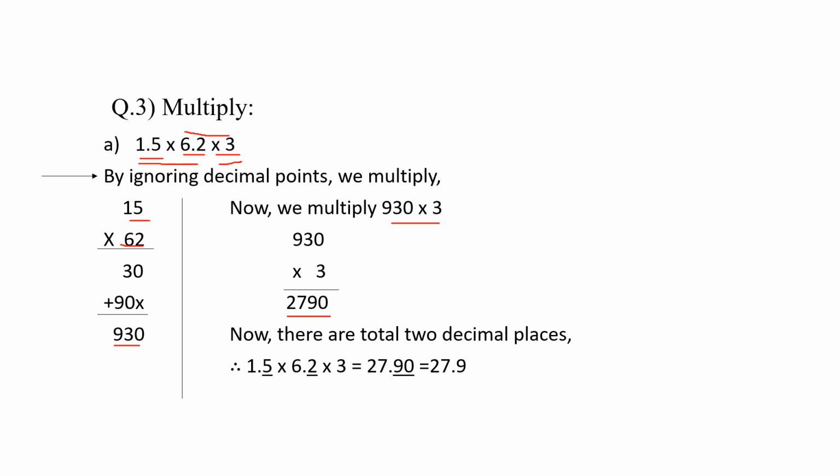Now I'll see how many total decimal places are there. So here total 2 decimal places are there, as you can see over here, this one and this one, that is 2 decimal places are there. So what I'll do, to our product, okay, while moving from right to left, we'll leave 2 decimal places and we'll put here decimal point. So our answer is 27.90. That means 27.9.